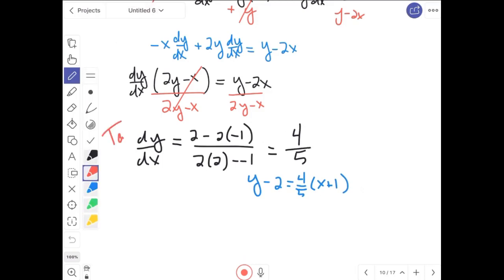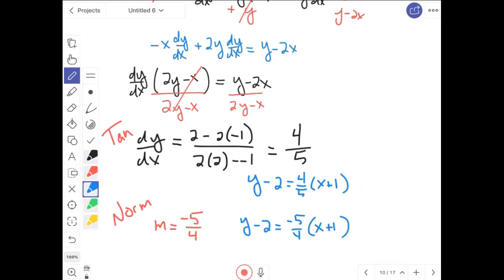So that's our tangent. Now the normal is perpendicular to that tangent line, so we will have a slope that is the opposite reciprocal, so that'll be negative 5 over 4. And then we're using that same point, so that'd be y minus 2 equals negative 5 over 4 (x plus 1). And that's it.